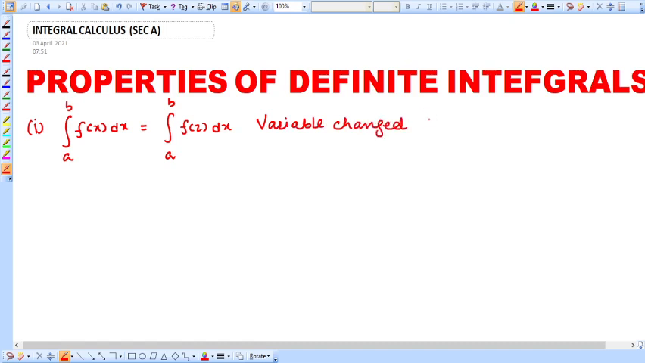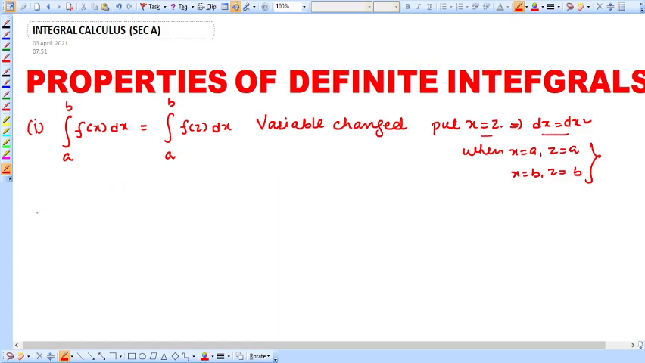Here if you want to prove this property, you can put x is equal to z. If you put x is equal to z, this implies dx is equal to dz. Now also try to see the effect of this substitution on the limits of the integration. When x is equal to a, z would also be equal to a. And when x is equal to b, z would also be equal to b, because x is equal to z. Therefore when you put all these things in this integral, you will get this property. So it is pretty simple to prove.